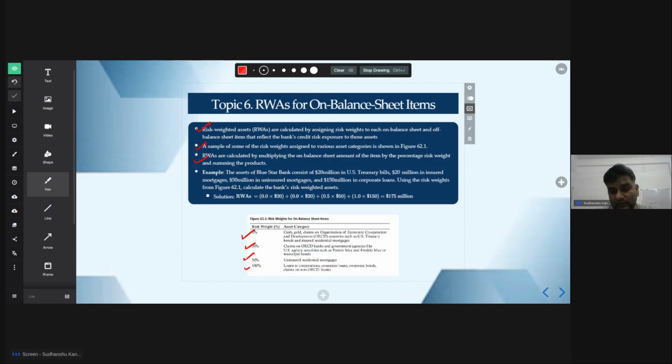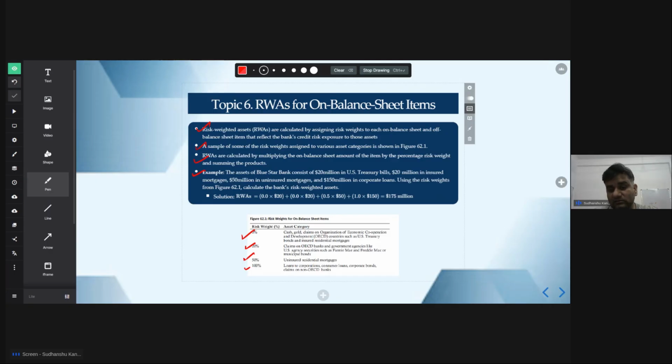If you look at one of the examples given here, the assets of the Blue Star Bank consist of $20 million in US Treasury bills, $20 million in insured mortgages, $50 million in uninsured mortgages, and $150 million in corporate loans. Now, when you use the risk weights given in the table, you calculate the bank's risk-weighted assets. $20 million US Treasury bills will have 0% weight, $20 million insured mortgages will again have 0% weight, $50 million uninsured mortgages will have 50% weight, and $150 million corporate loans will have 100% weight.